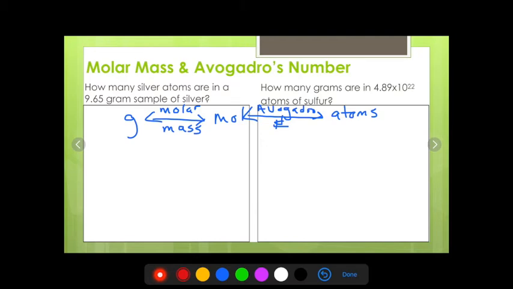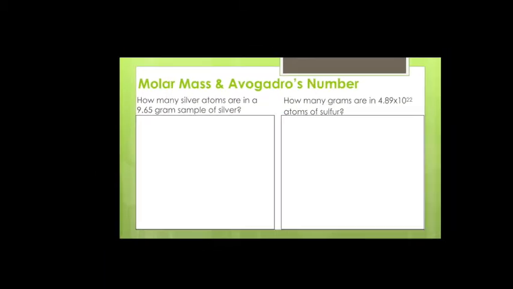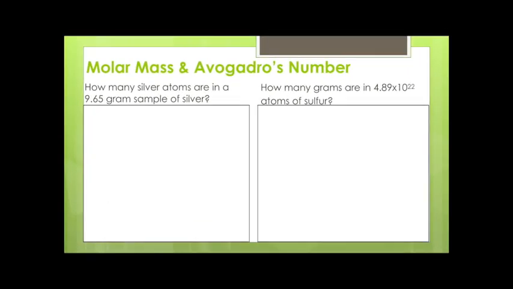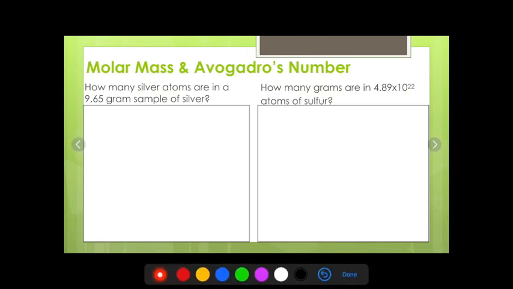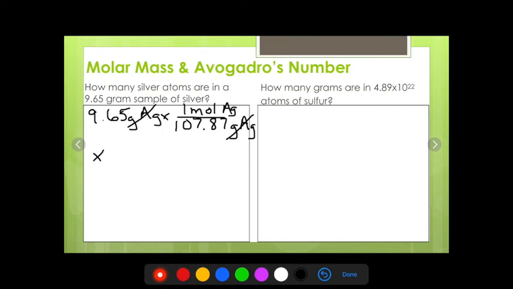Okay, so let's try this first one. We have 9.65 grams of silver, and we want to know how many atoms. So first we're going to go grams to moles. So you have to look up the molar mass for silver. And when you do, you should find that silver weighs 107.87 grams per 1 mole, right? Because molar mass is always per 1 mole. So we want grams to go on the bottom, moles on the top. So grams will cancel.